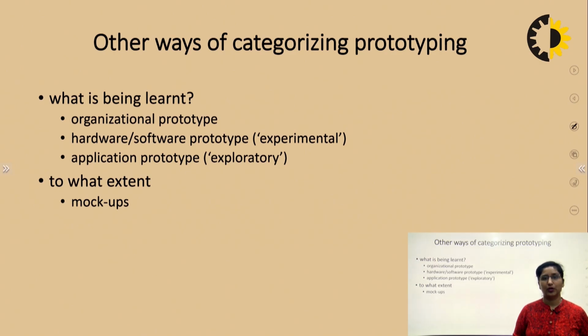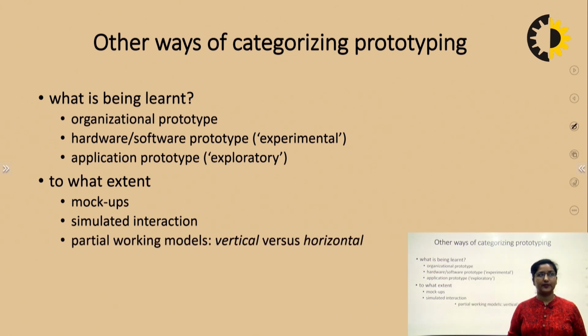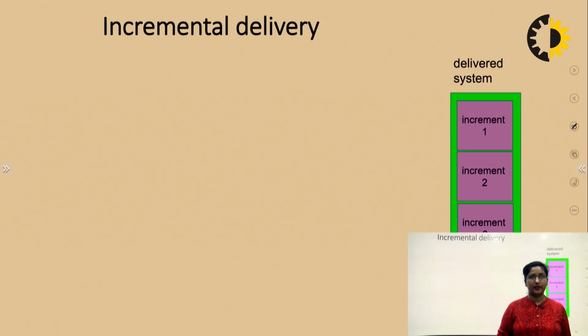If we can have mockups, that is not the exact project that is being declared, but like a mockup, we can have that particular prototype. Simulated interaction, that means interaction in a simulation environment, behaving like how the software is going to behave in the real world. We are seeing its interaction in a simulated environment. So, that can be another aspect for it. Partial working models, like vertical or horizontal, is another aspect.